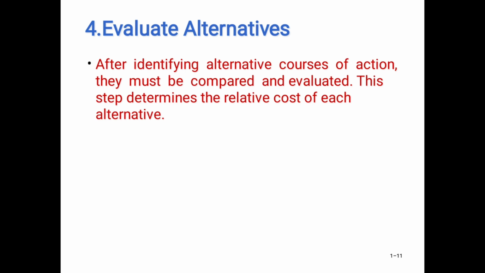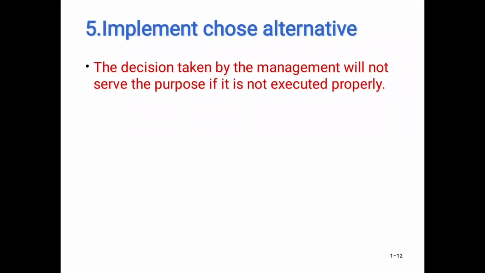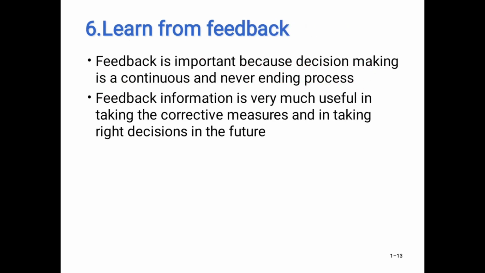The methods used in evaluating alternatives are quantitative and qualitative analysis and marginal analysis. Implement the chosen alternative. In this, steps are followed such as experimentation, research, and analysis between the past and best alternatives. Learn from the feedback. Feedback is the most important part of decision making. It is a continuous and never-ending process. The feedback information is very useful in taking corrective measures and in taking the right decision in future.